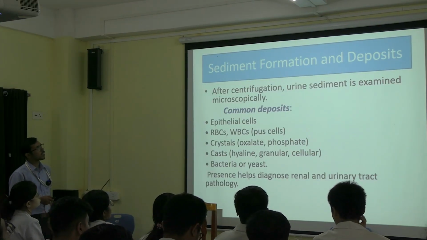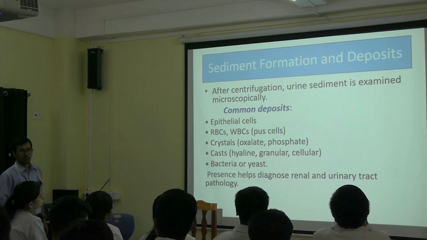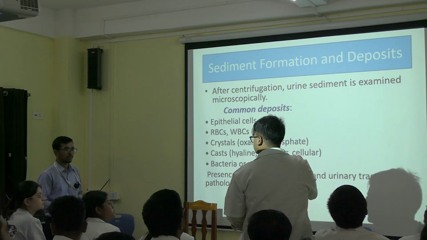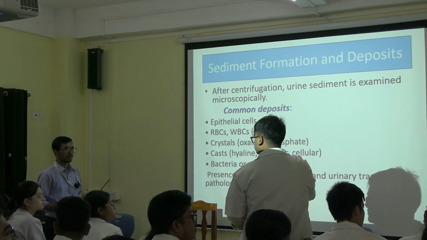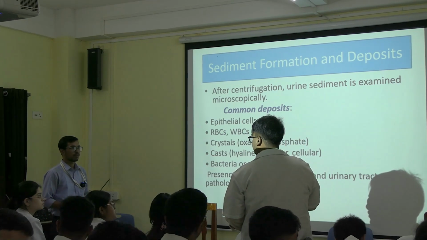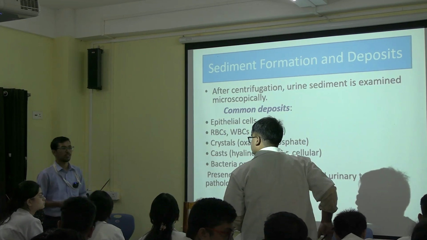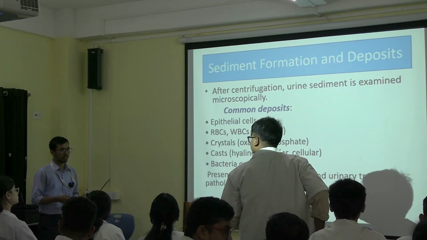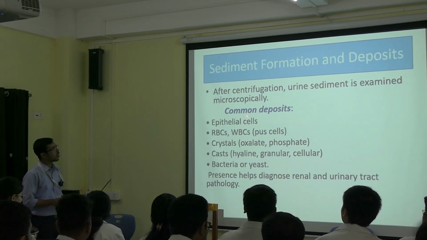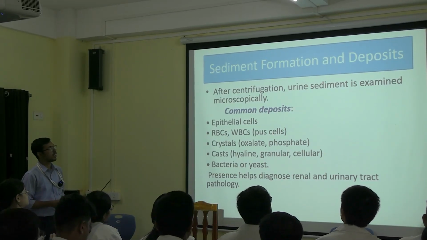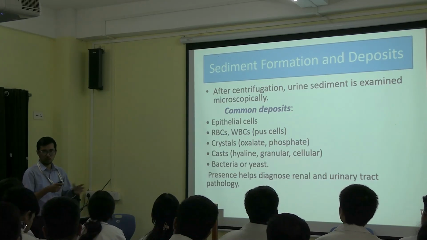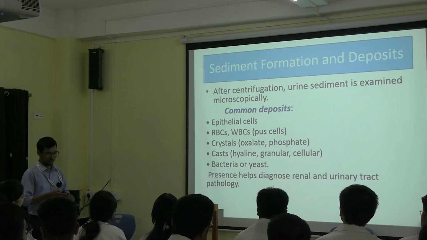So now sediment formation and deposits. Do you know what is centrifugation process? Yeah, in order to differentiate the different components. So by centrifugation, the urine sediment is examined microscopically. So they form different layers, different composition. They clump together and form different layers depending on densities.